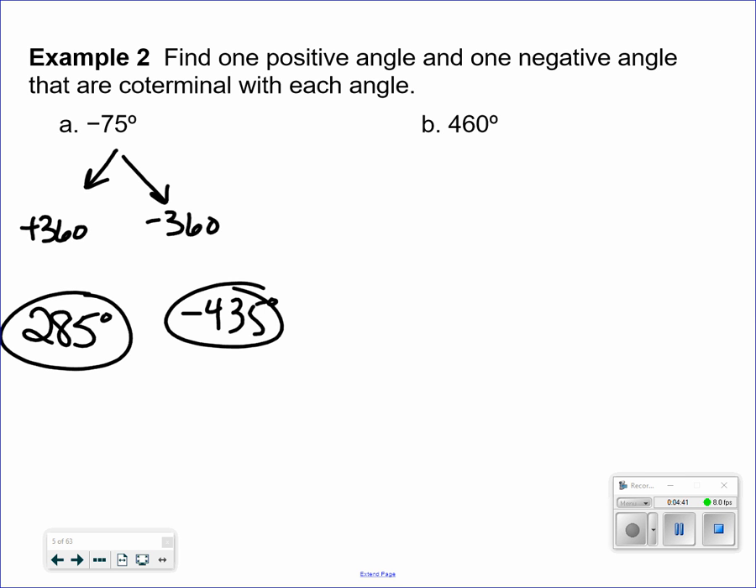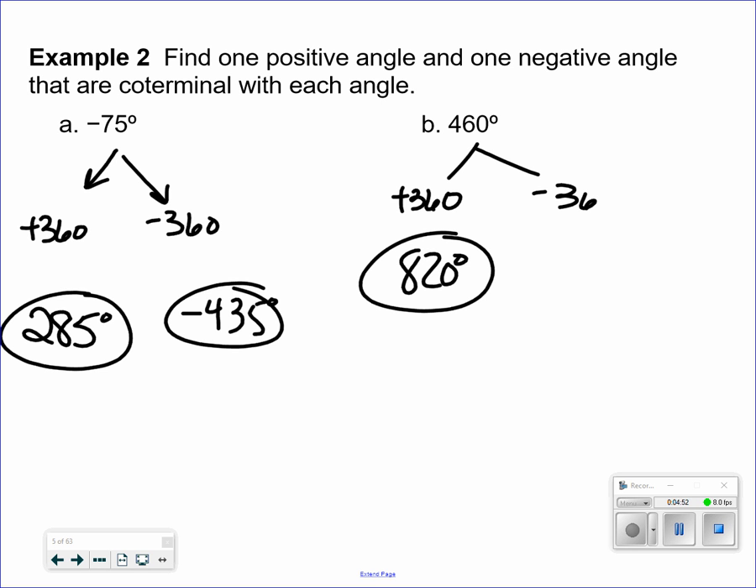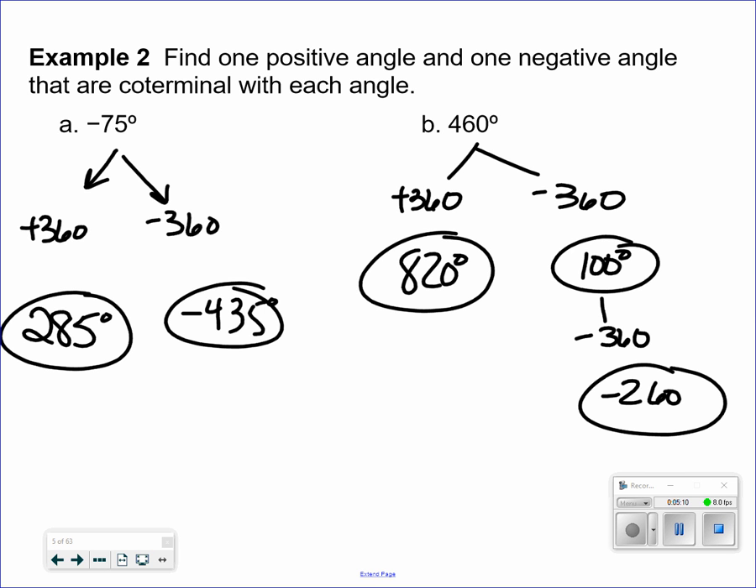Now, the next one's a bit of a twist, and yes, this one's on your test later on. If I add 360, I would get 820 degrees. If I subtract 360, I'd get positive 100 degrees, but I need to subtract another 360 and get negative 260. Remember, it's asking for one positive and one negative. So positive 820 would be a coterminal, positive 100 would be a coterminal, and negative 260 would be a coterminal. Again, they just want one positive and one negative.